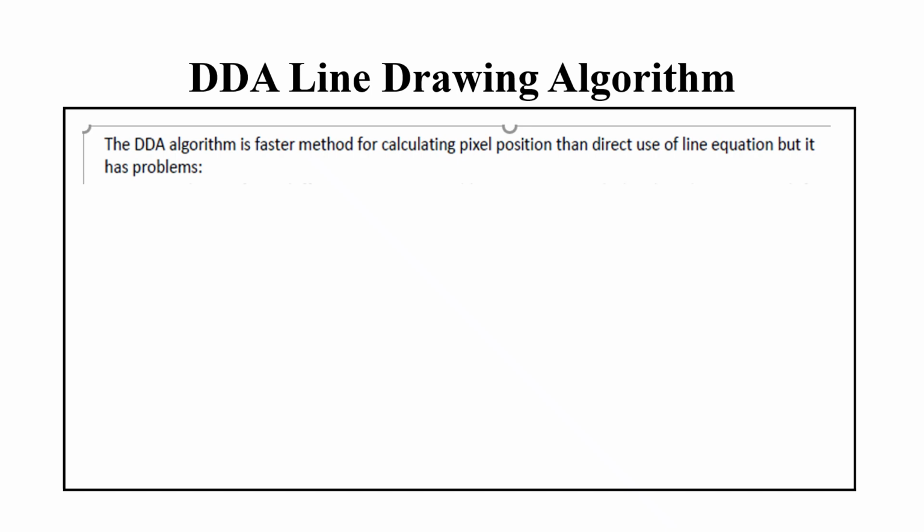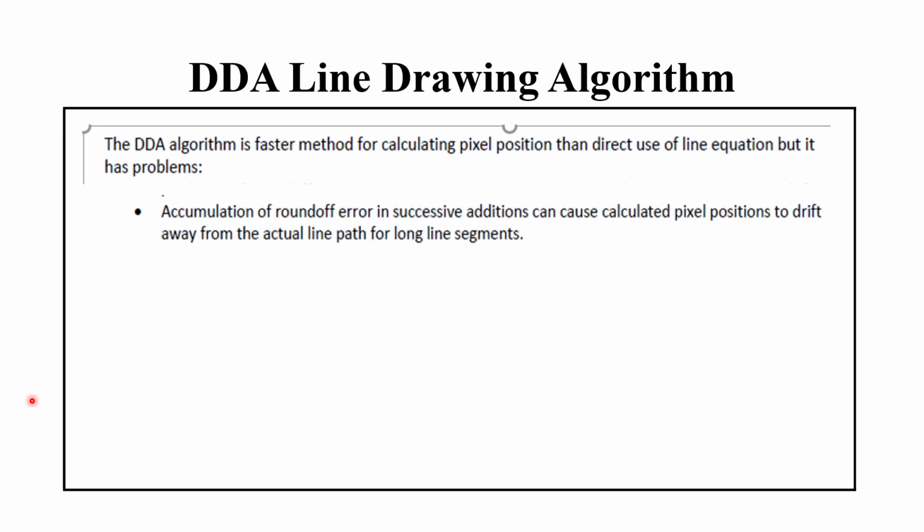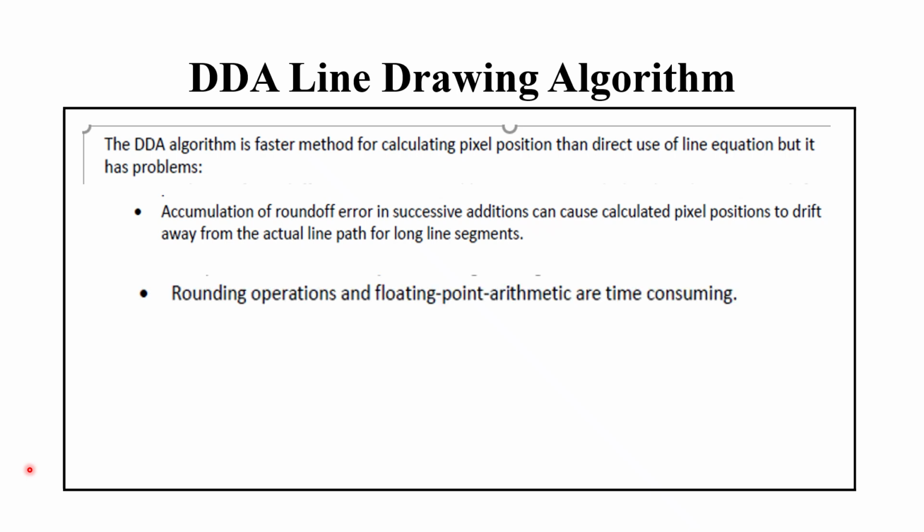So here is an example. Before going to the example, this DDA algorithm is a fast method for calculating the pixel position than direct use of the line equation, but there are some disadvantages as well. Number one, you need to round off every time. So that round off error in successive addition can cause some pixel positions to have some wrong calculation which actually deviates from the actual line path. So instead of 2.5, if you are rounding it to 3, then there will be some slight deviation in the actual path.